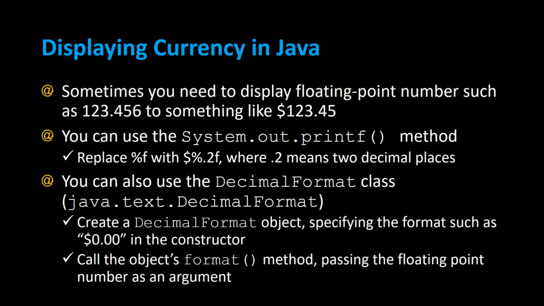You can also use the DecimalFormat class from java.text in the Java API to create a DecimalFormat object, specifying the format, such as "$0.00" in the constructor, where 0 means it's required and you can use a hashtag to mean optional. I'll show an example of that in a bit. We can call the object's format method and pass the floating point number as an argument. So let's display currency two different ways in Java.